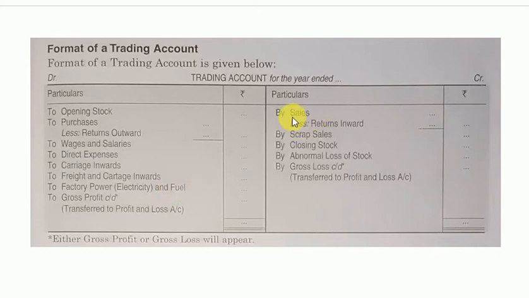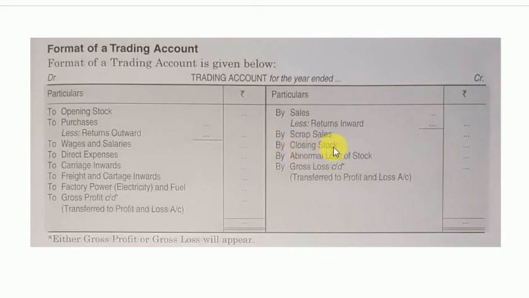And now proceed towards the credit side of trading account. So this is net sales. Any sales made in an accounting year will be recorded on your credit side, and we will deduct the sales return. If there is any sales return, that will also be deducted from total sales, and we will find out the net sales. By scrap sales: if there are any scrap sales in an organization, that is part of income for the concern, and that will be recorded on the credit side of trading account.